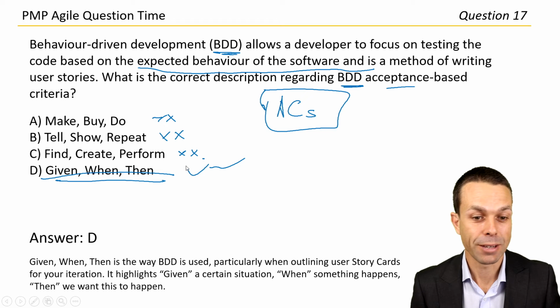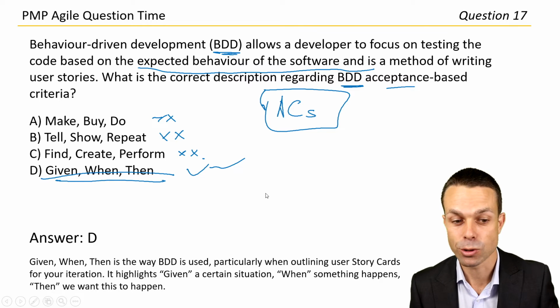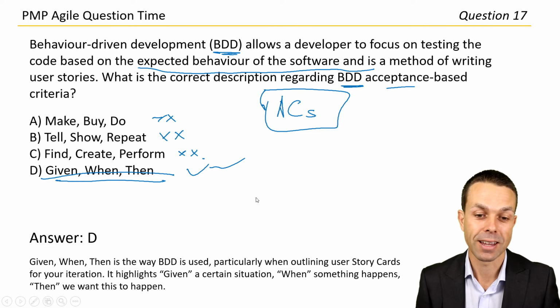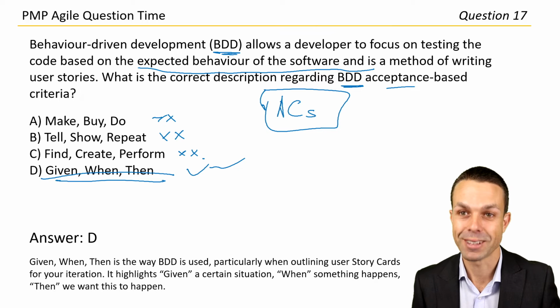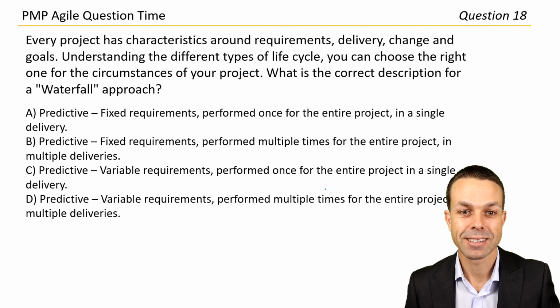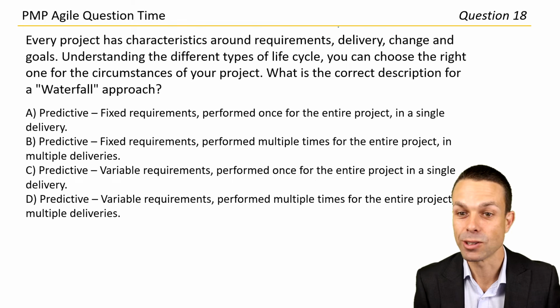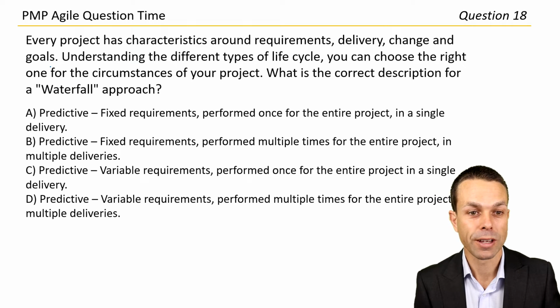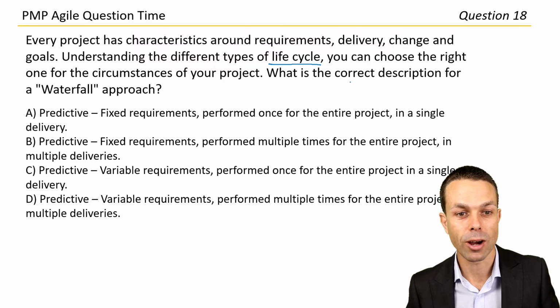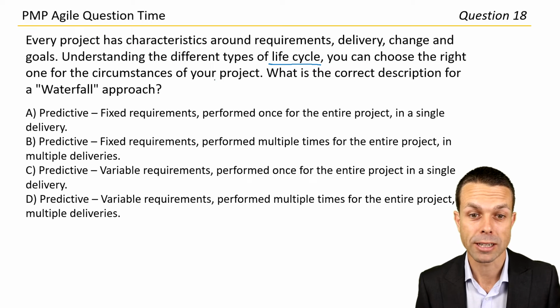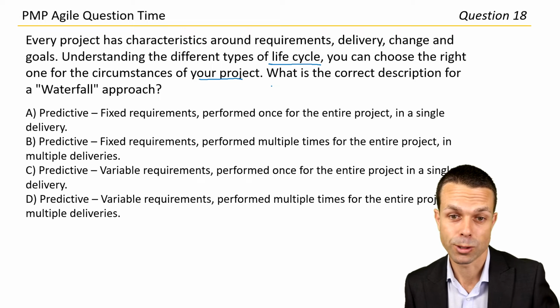Answer D. Given, when, then is the way behavior-driven development is used, particularly when outlining user story cards for iteration. It highlights given a certain situation, when something happens, then we want this to happen. Every project has characteristics around requirements, delivery, change, and goals. Understanding the different types of life cycle, you can choose the right one for the circumstances of your project. So different project life cycles we're talking about here.